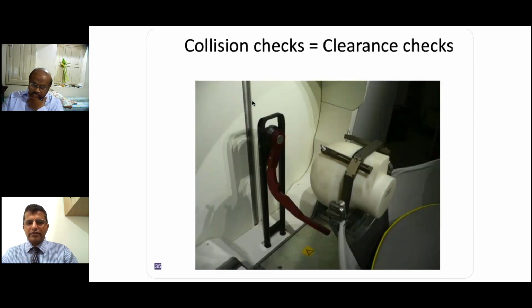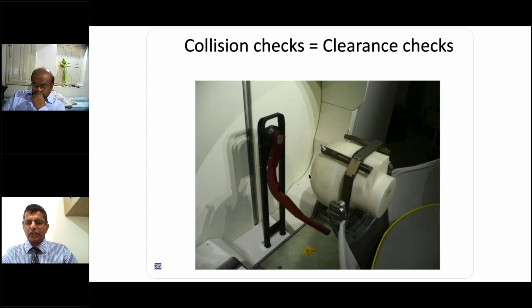In some cases, we also use collision checks. In collision checks, what's happening is the clearance test tool is used, because in some clinical cases, clinical indications with extreme locations, collision checks at the treatment unit are also used.